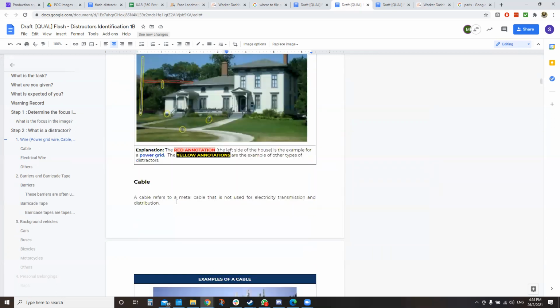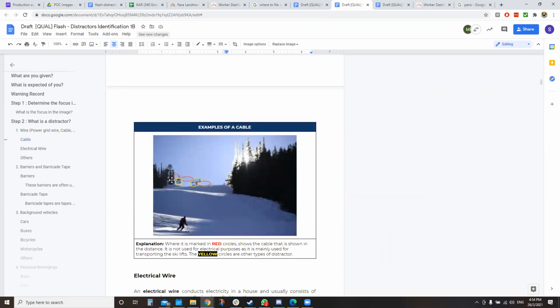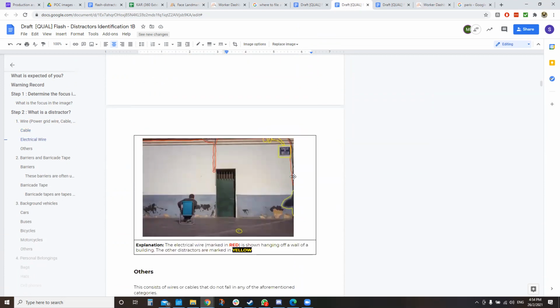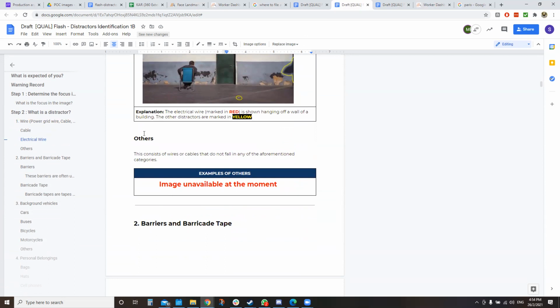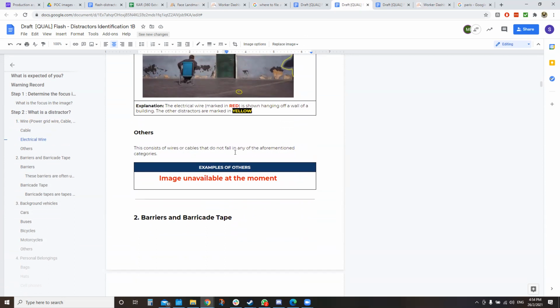Yes, Shabir. Okay, cable. These are cables, red annotation, cables. Electrical wire, all these things. The yellow here is obviously this rubbish, this shadow. Oh, they removed this also. So the client removed it also. So the client was correct. This one should have been removed, the signboard here. Others, we don't have any examples for now. If we have, we will add.